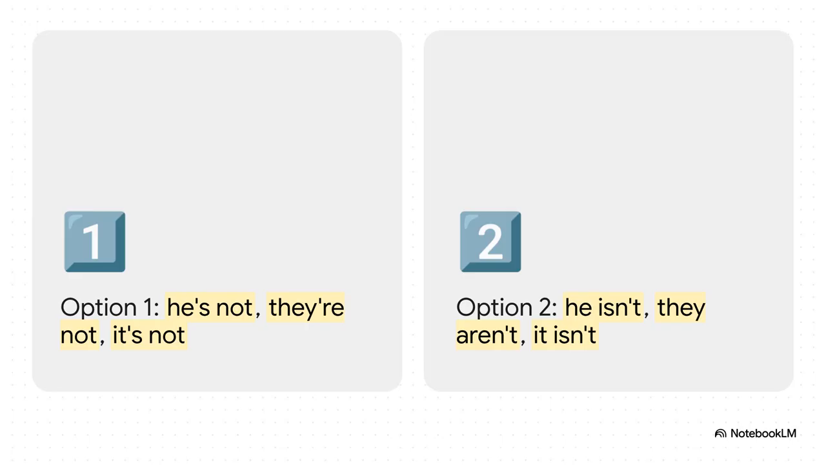So here's the main thing to remember. Both of these options are 100% correct. You can say he's not, or you can say he isn't. You can say they're not, or they aren't. They mean exactly the same thing. You'll hear people use both all the time, so it's really good to just get comfortable recognizing both of them.